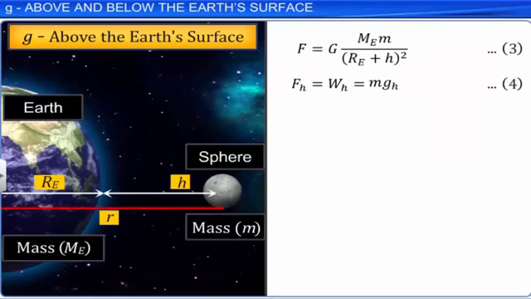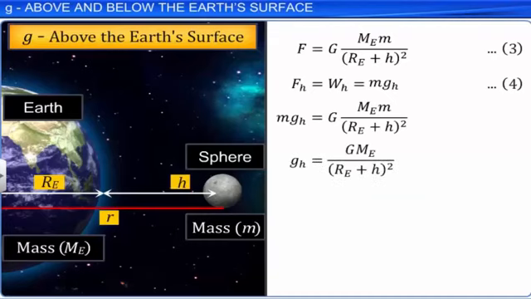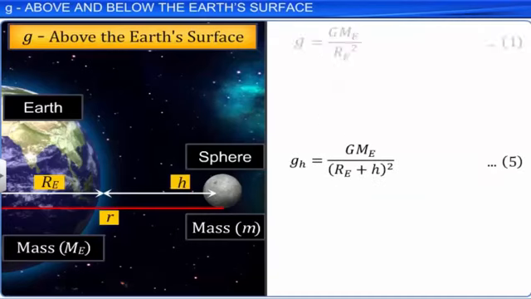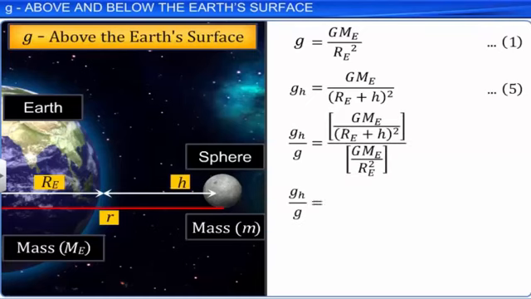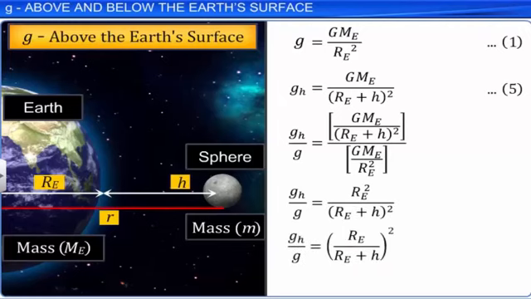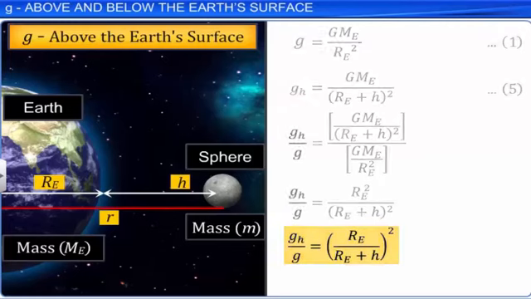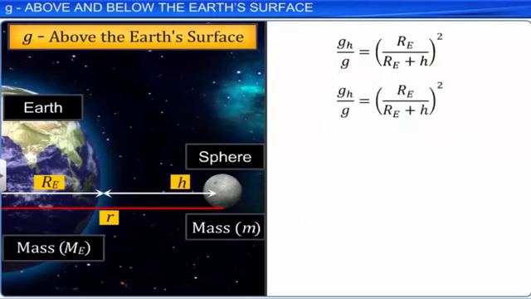Comparing equations 1 and 5, we get the ratio of acceleration due to gravity at a given height to that on the surface of the Earth. Simplifying the expression, we get acceleration due to gravity at a given height as in equation 6: gh is equal to g into (1 plus h by Re) power minus 2.